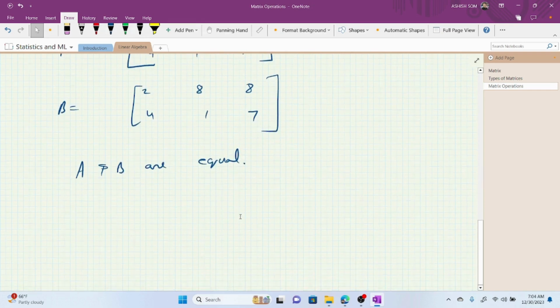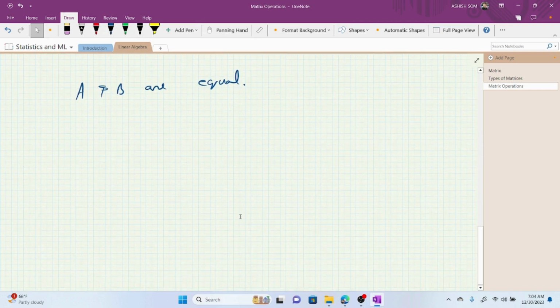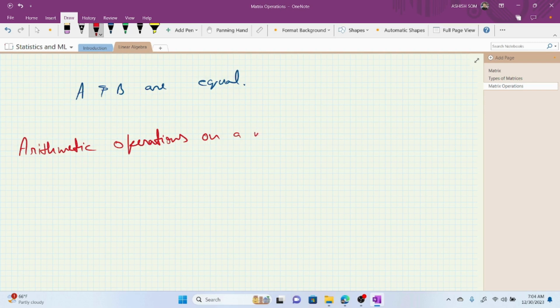Now the next part is the arithmetic operations. First of all, arithmetic operations on a matrix with a scalar value. As we know, a scalar is any real number.